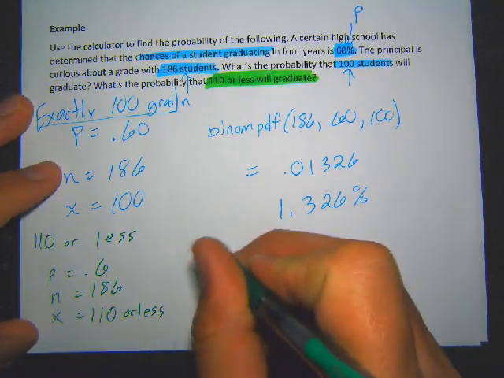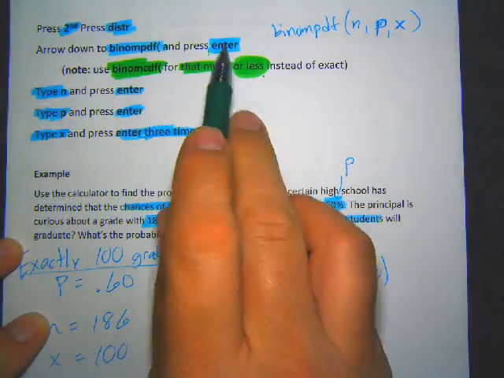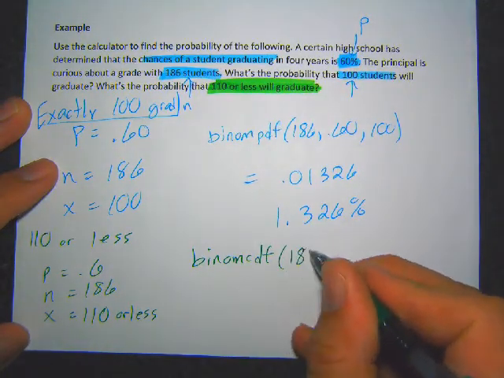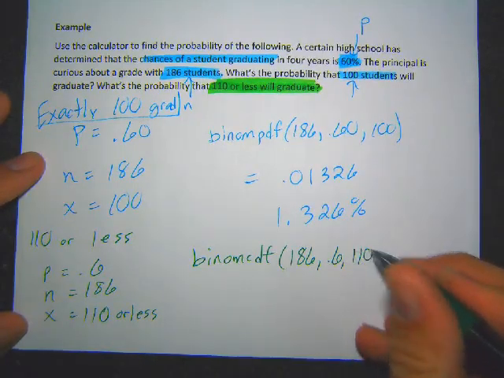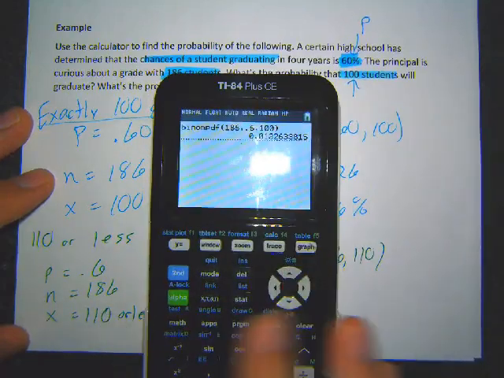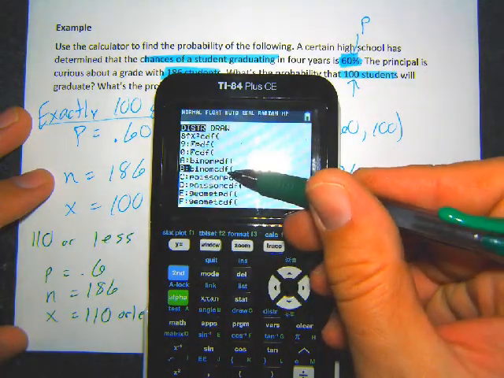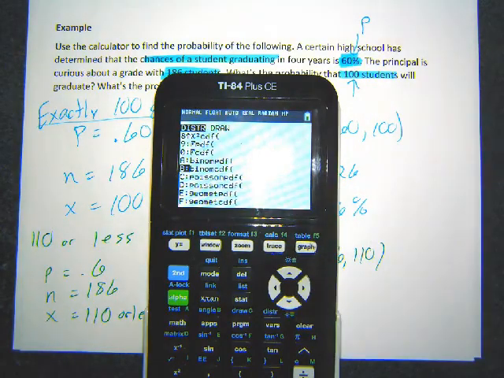So we're going to do that binomial CDF because it's built to do that much or less instead of just that much exactly. And we'll put in the same values, 186 for the trials, the 0.6 for the probability, but we'll change this to 110 because that's that much or less. So again, I'll hit second distribution, go to the CDF option. CDF is that much or less. This might be something you want to put on your note card to remember. The PDF is exact, CDF is less than or equal to.